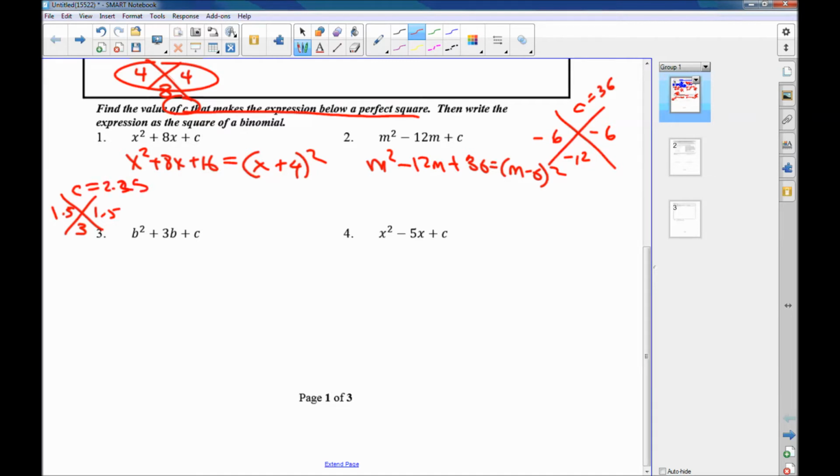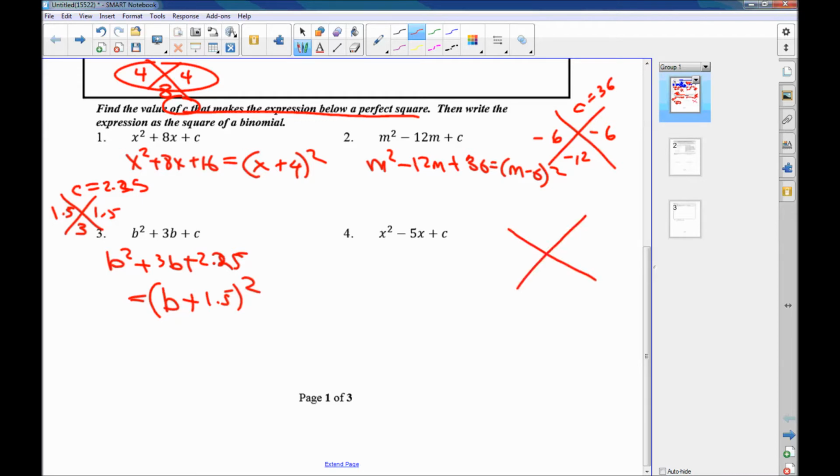Okay, so this is going to be b squared plus 3b plus 2.25. That's what our c value is. And then when I factor it, I'm going to get b plus 1.5 squared. Same thing twice.